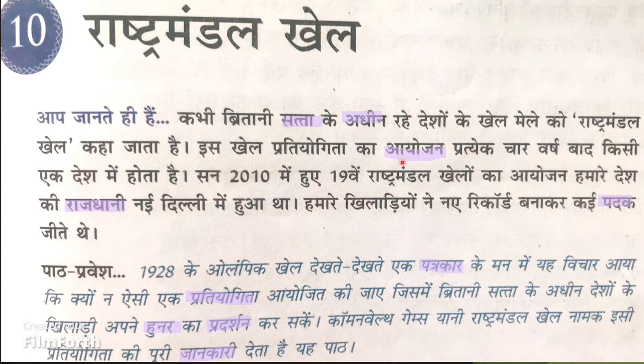Now, this Commonwealth Games is organized once in every 4 years in one of these countries which were under the British power. Ayojan means organization.